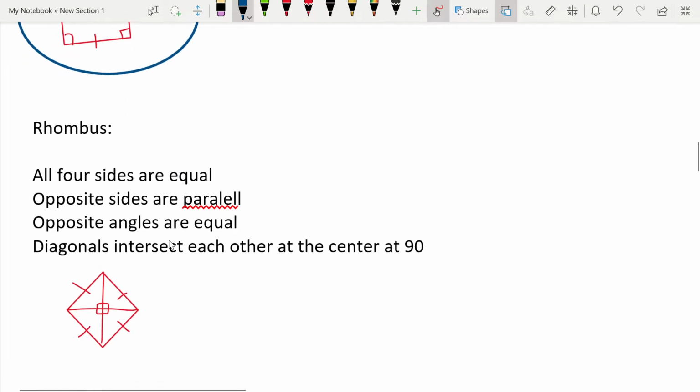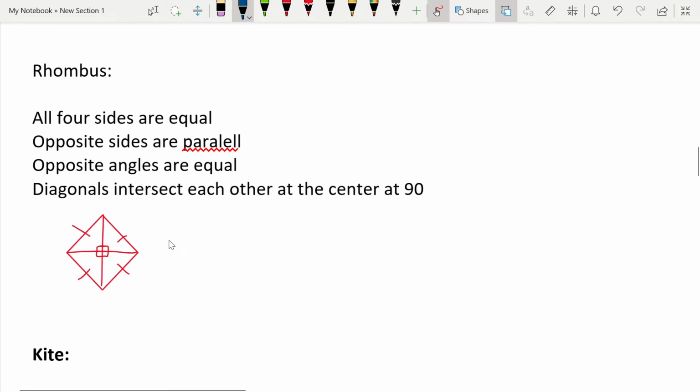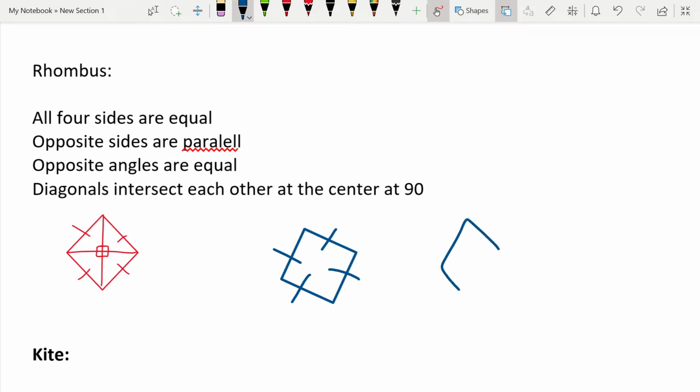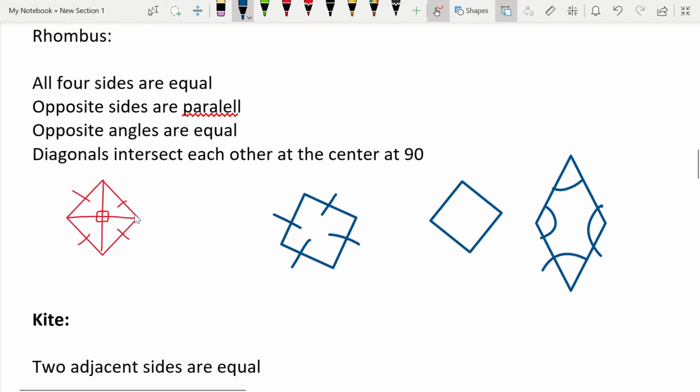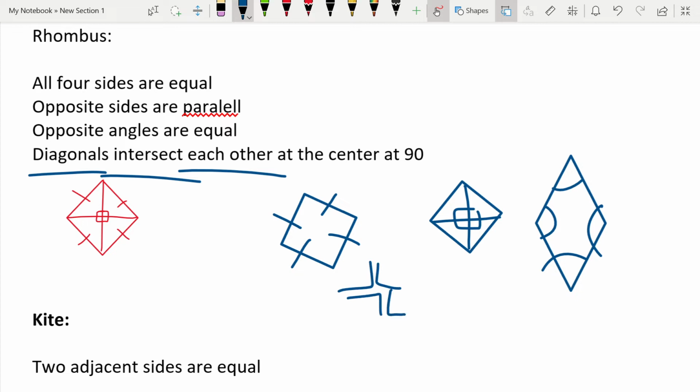Then we've got rhombus. All four sides are equal, just like a square. Opposite sides are parallel. Opposite angles are equal. So it doesn't always have to be equal. It can be like that as well, like a diamond. So these two can be equal and these two will be equal to each other. Diagonals intersect each other in the center at 90 degrees.